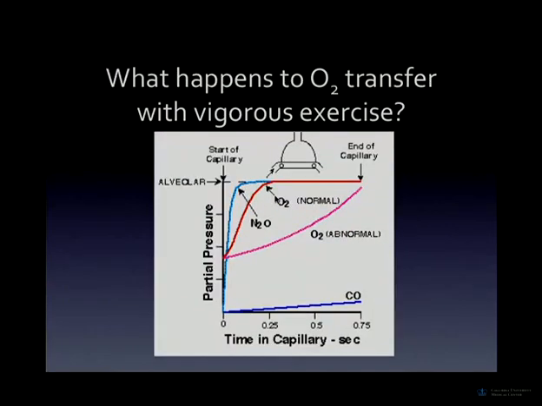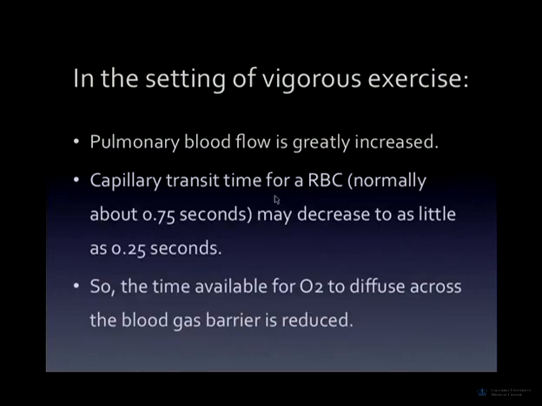So we've established the properties of oxygen transfer in the normal human lung at rest when capillary transit time is about 3/4 of a second. What happens if we speed up that transit time? If you exercise, your cardiac output increases anywhere from 6 to 7-fold, and as a consequence, pulmonary blood flow is markedly increased. And capillary transit time can speed up so much that you might decrease that time to only 1/4 of a second. Which means that the time available for oxygen to get across that blood-gas barrier is significantly reduced.